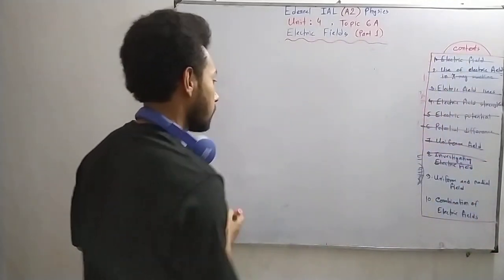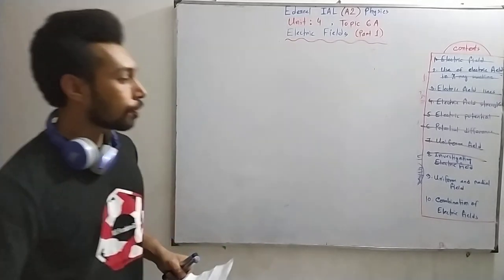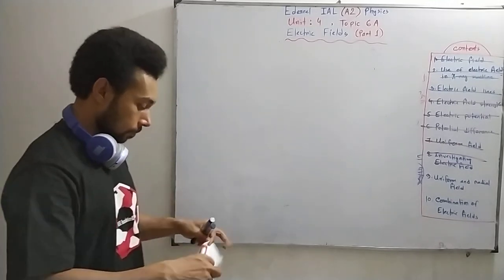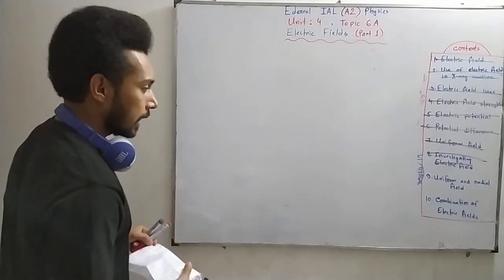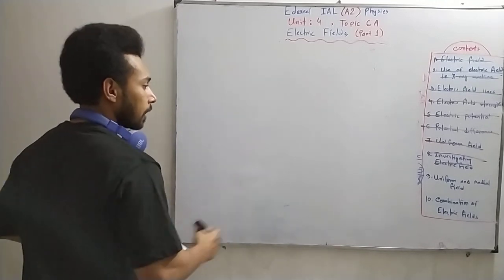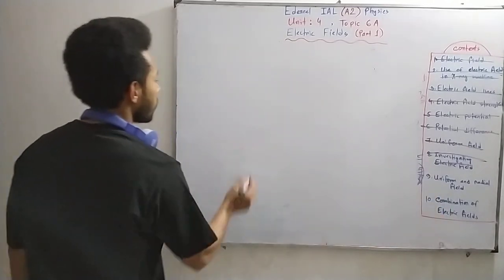Investigating electric field. Now our topic to be discussed is uniform and radial field. We have already discussed uniform field. Let us discuss it again to compare it with radial field.